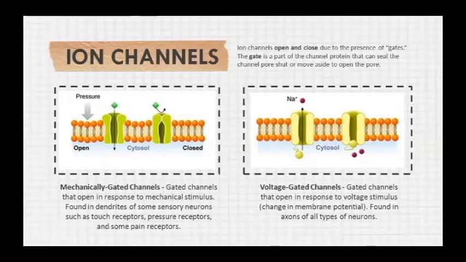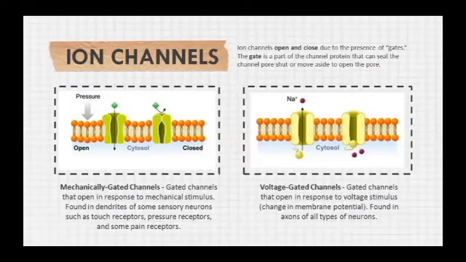And the last kind of ion channel is the voltage-gated channels, which are gated channels that open in response to voltage stimulus, meaning the change in membrane potential. And they are found in axons of all types of neurons.